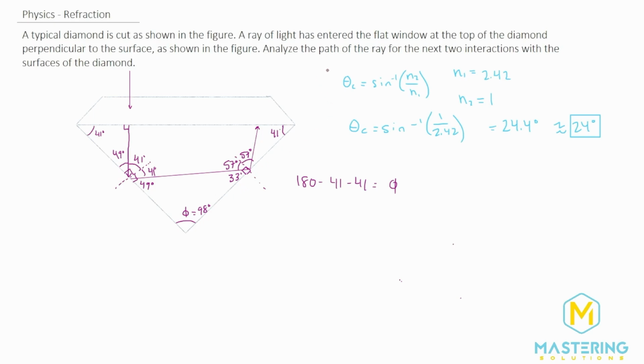So we just solved for the next two interactions using a lot of geometry. And using the critical angle formula, we found that we will get total internal reflection because of such a large difference in the n of the diamond compared to the air. So this is the answer. Yes, we get total internal reflection for the next two interactions.